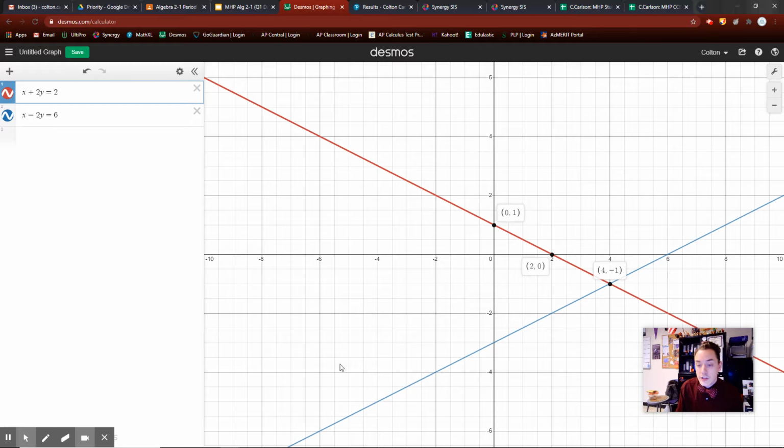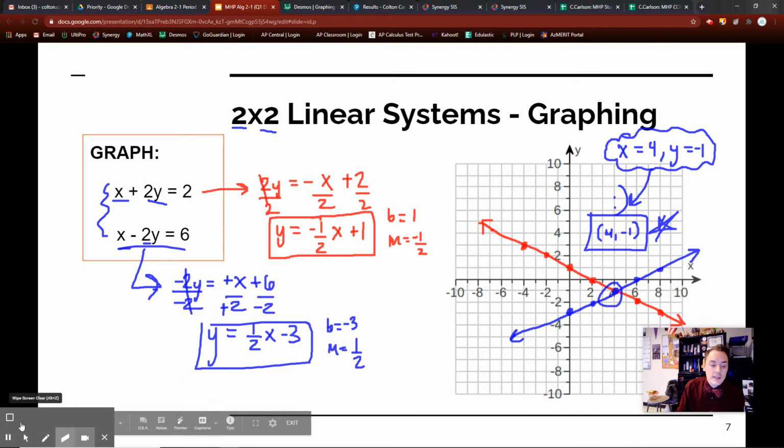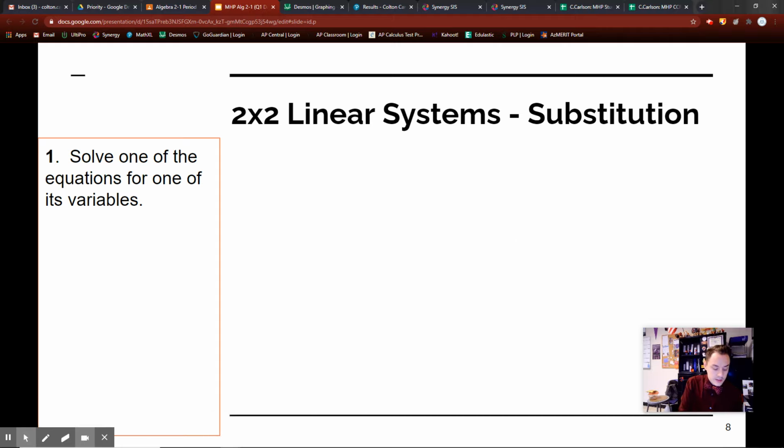So again, I'm not going to show you how to do all these examples on Desmos. I'm going to show you the actual algebra, not the graph behind it, but the actual algebra behind it. So that's mainly what we're going to be doing today. However, your graphing on Desmos does help. So let me erase this and let's continue. This is now going to get into substitution. How do I solve 2 by 2 linear systems using substitution?